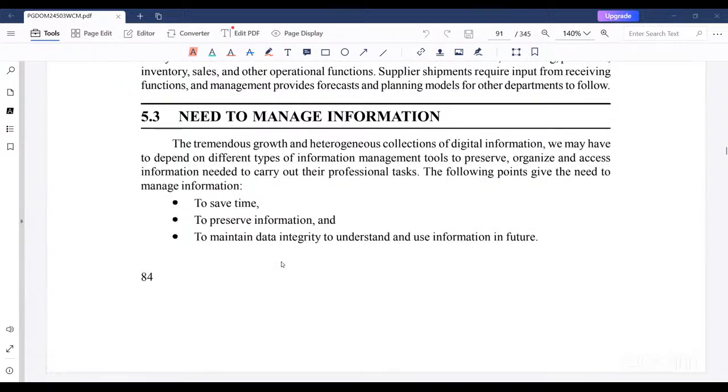Now, what is the need to manage information? Let us understand that.